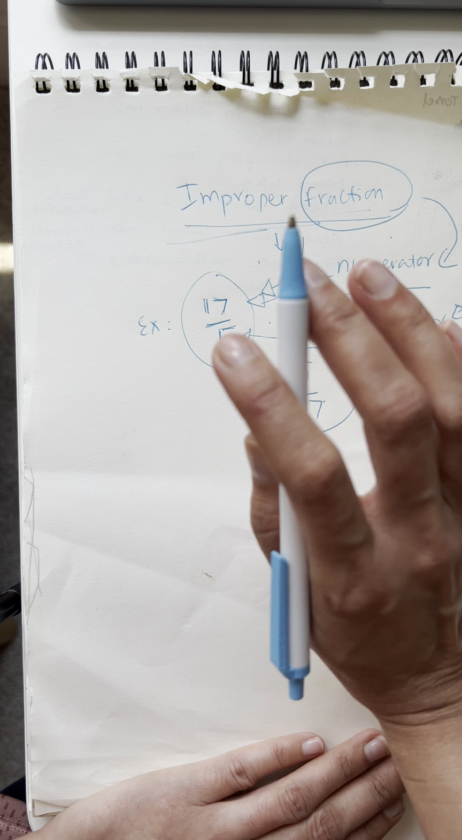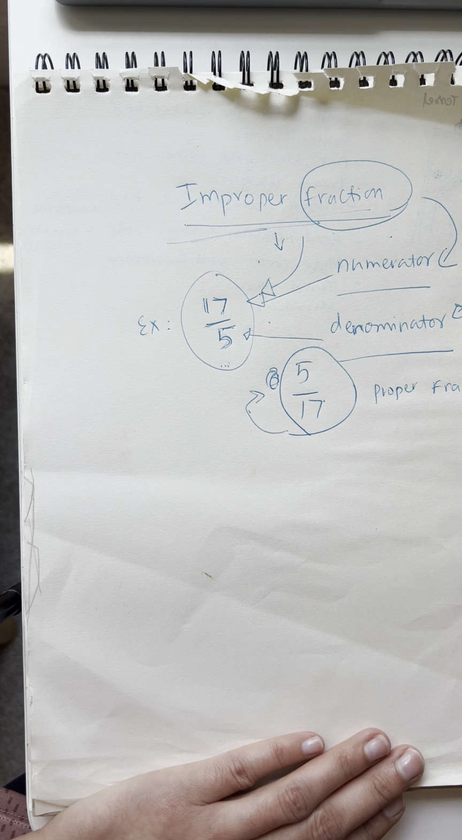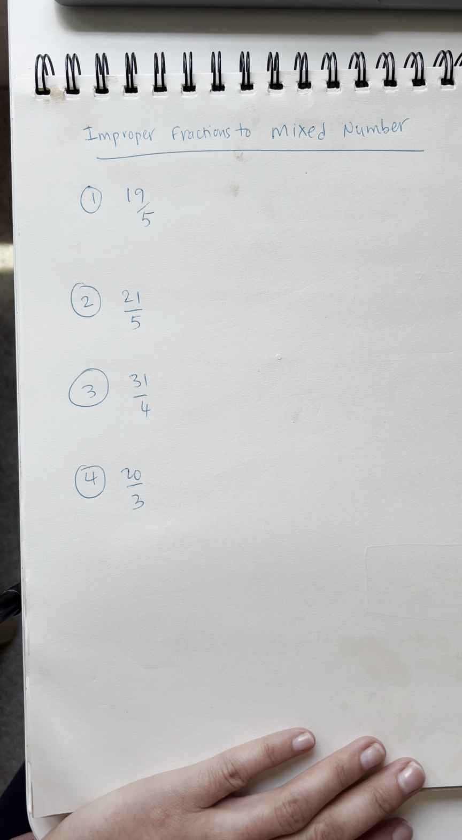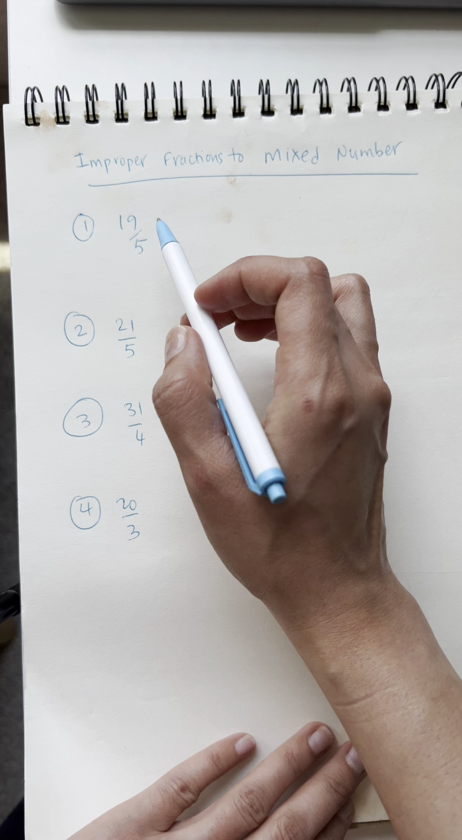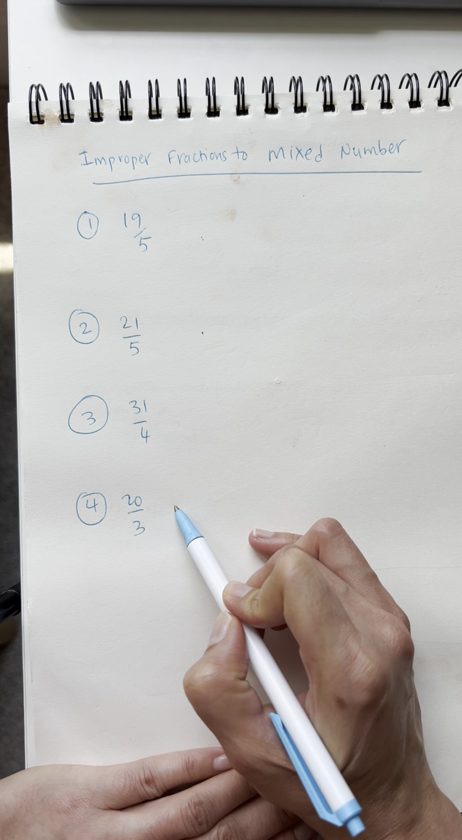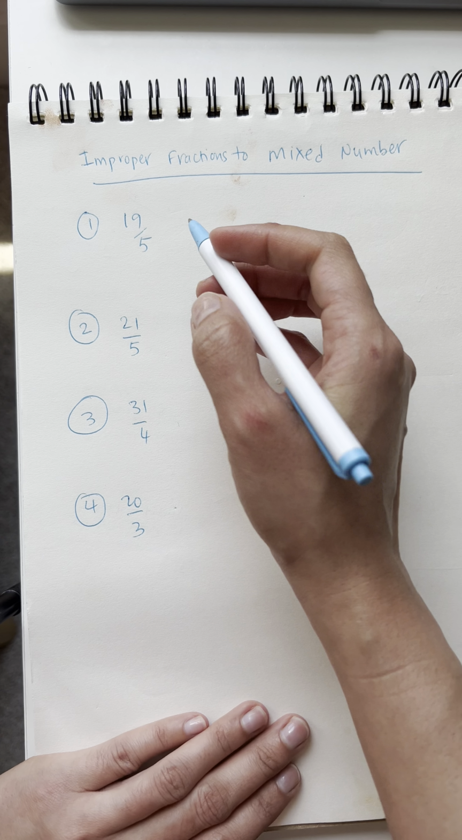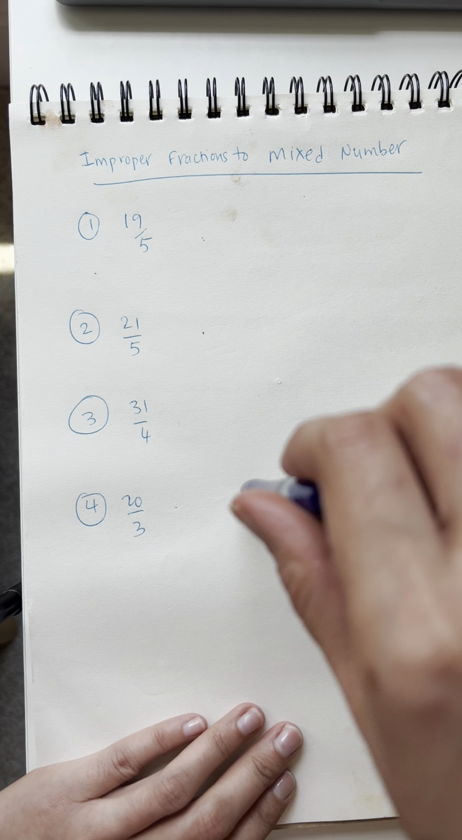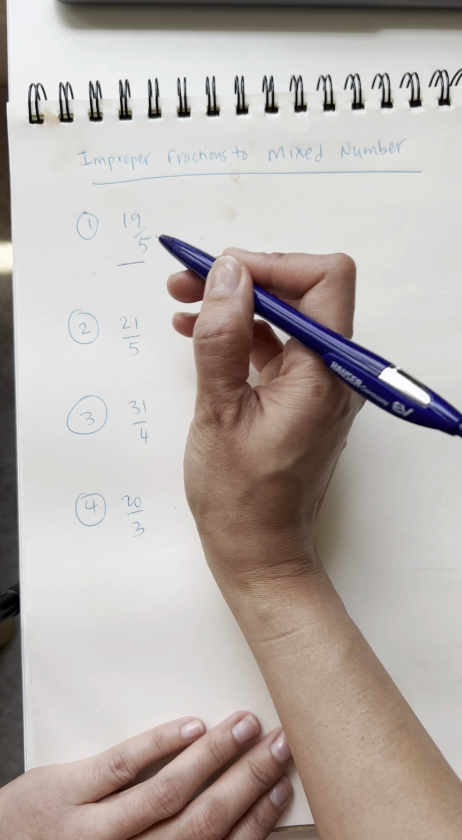So today we'll do one exercise. So let's move to that exercise. Okay, we have a few examples that I'll go through one by one and how to solve those. So the first thing we have is 19 by 5. We have 19 by 5.